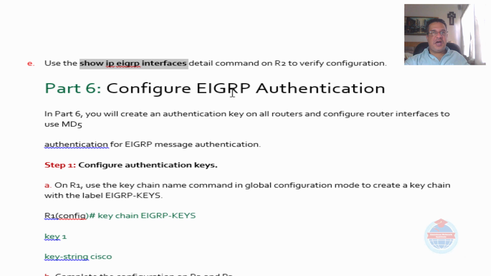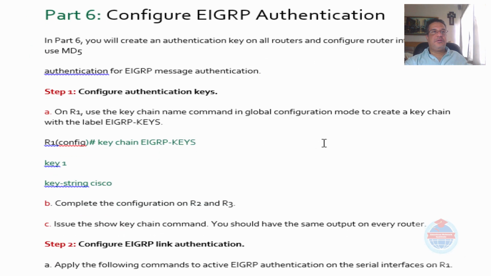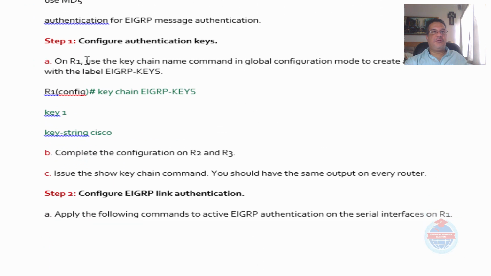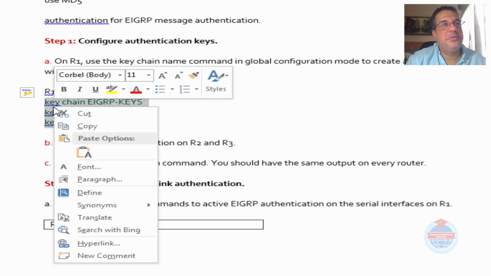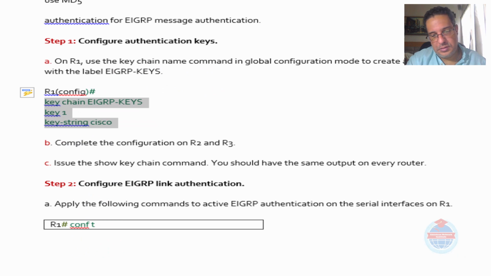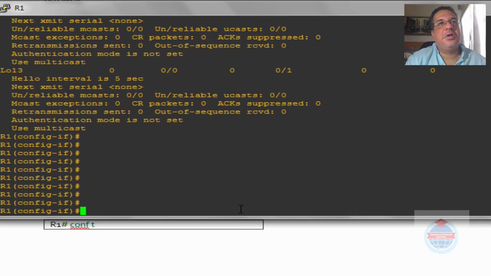Configuration of EIGRP authentication. In part 6, you will create an authentication key on all routers and configure the router interfaces to use MD5. So let's do that right away. On R1, use the key chain name command in global configuration mode to create a key chain labeled EIGRP-keys. So we're going to try to do this. Copy. On R1.